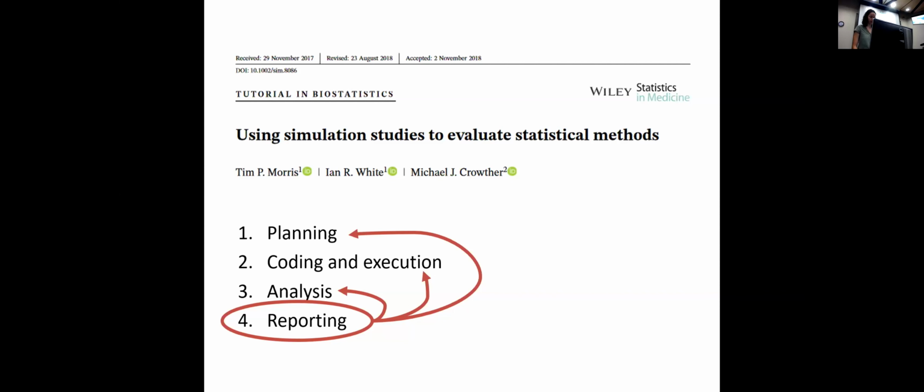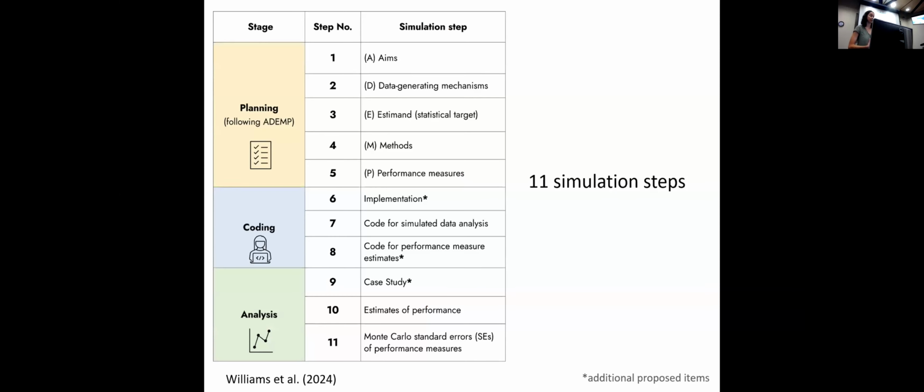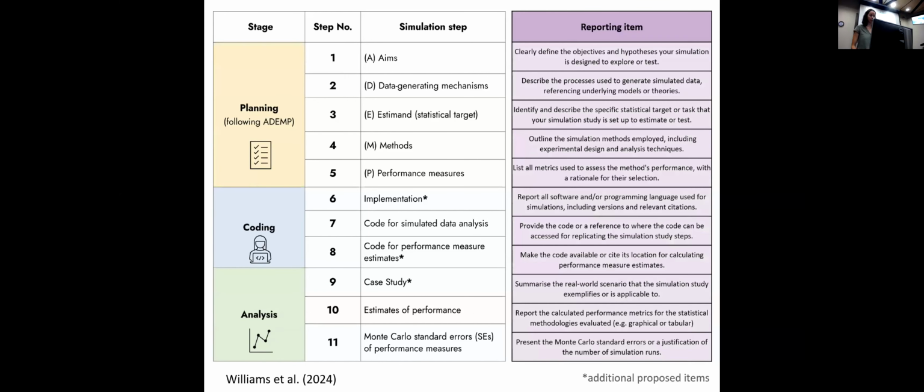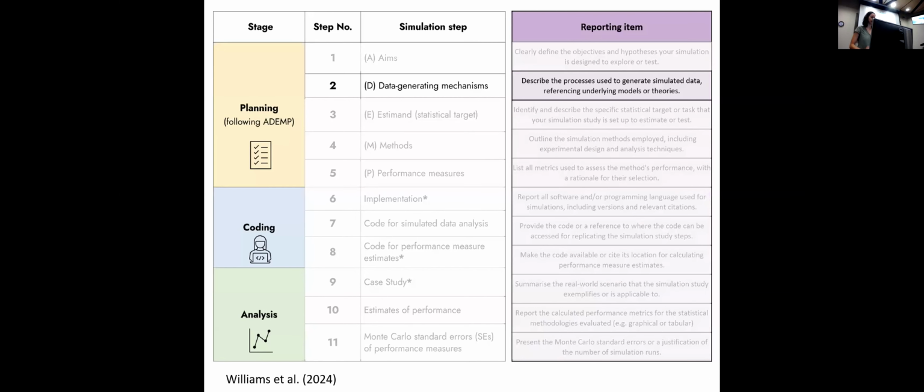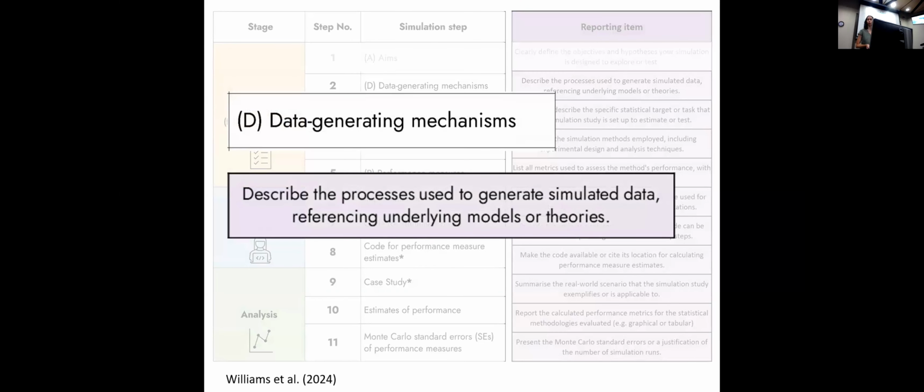So to raise this, we proposed to expand on their recommendations for planning, coding, and analysis, resulting in 11 key simulation steps, part of a simulation study. And for each of these simulation steps, we propose a reporting item, which describes what is expected to be reported within a manuscript. So quickly for today, an example is for the second step of the planning phase, what we call data generating mechanisms. The reporting item would describe all the processes used to generate the simulated data and reference any relevant method, model, or theory.